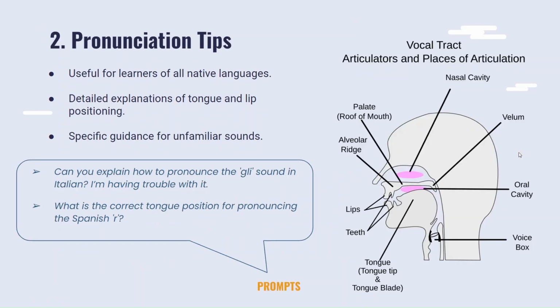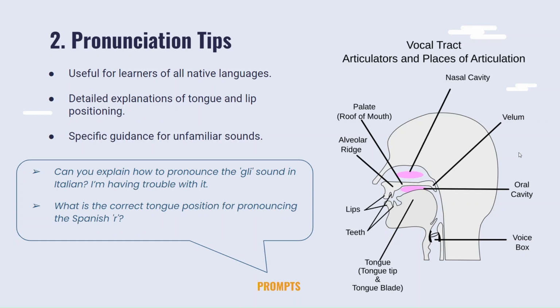Other things are pronunciation tips, meaning actual tips on how to position your tongue. This explanation will be a little bit more detailed, and depending on the specific sound, you may have specific guidance. So, for example, we can ask, can you explain how to pronounce the sound gli in Italian? Or what is the correct tongue position to pronounce the R in Spanish? And then it will try to guide you with some examples, with references to a language that you know.